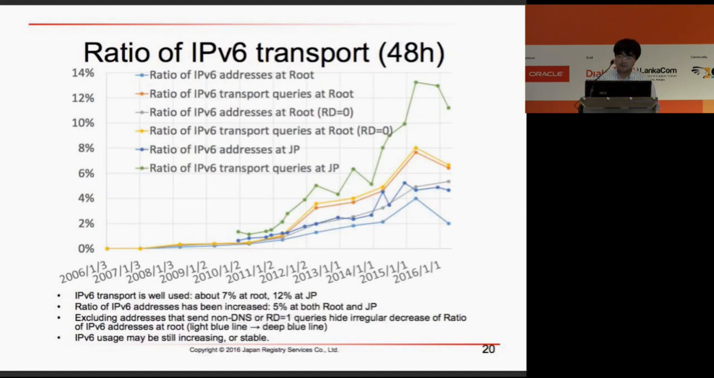Next graph shows ratio of IP version 6 transport. IP version 6 transport is well used, about 7% at root, 12% at JP. Ratio of IP version 6 addresses has been increased 5% at both root and JP. Excluding addresses that send non-DNS or RD1 queries hides irregular decrease of ratio of IP version 6 addresses at root, light blue line to deep blue line. IP version 6 usage may be still increasing or stable.